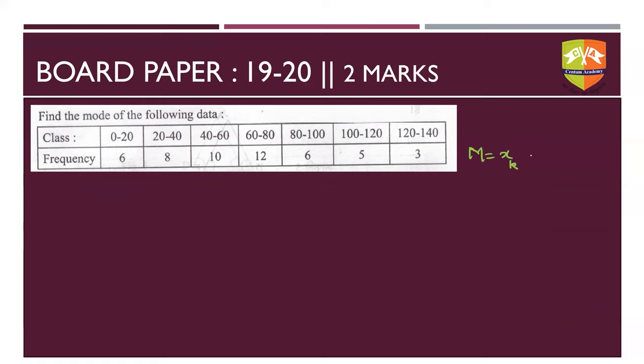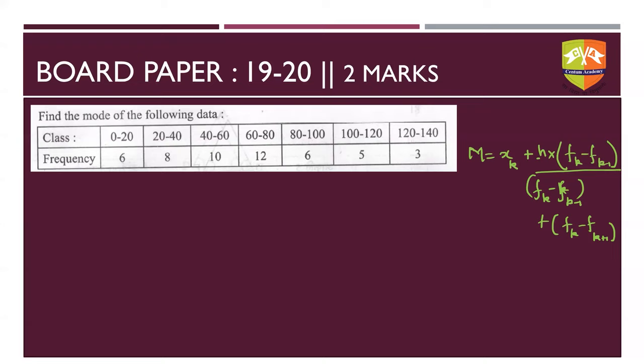xk plus h into, two things were there, the differences of the frequencies: fk minus fk minus 1, divided by fk minus fk minus 1 plus fk minus fk plus 1. Once I write the formula, only then I'll approach. This was my style. If you are confident, you can skip it. First I'm very clear what is being asked and what formula I have to apply, because if I use the wrong formula, gone.